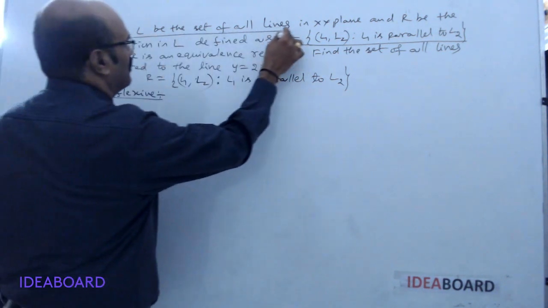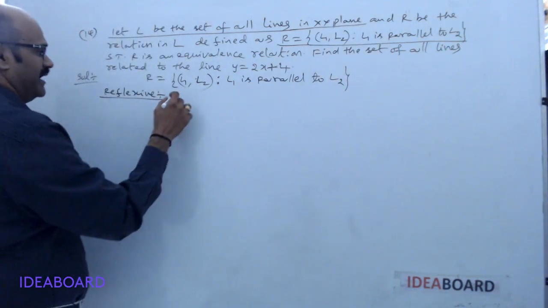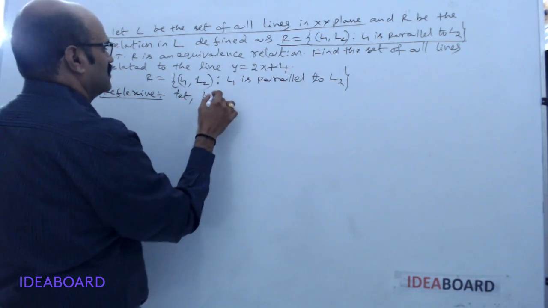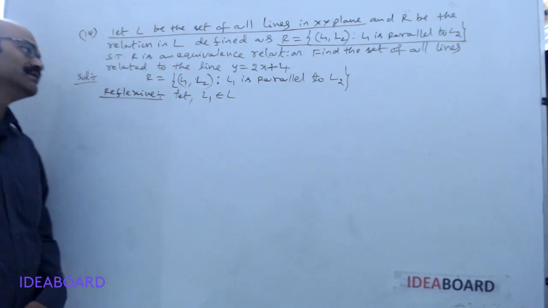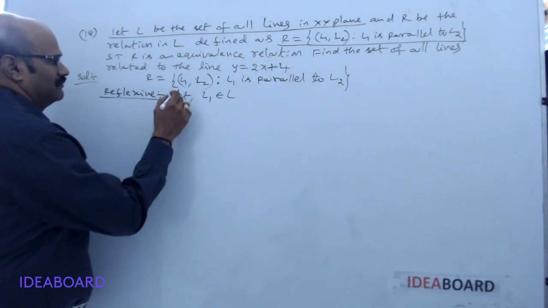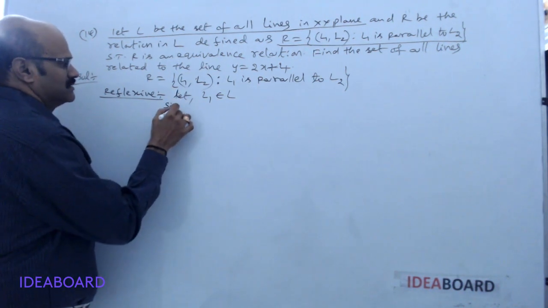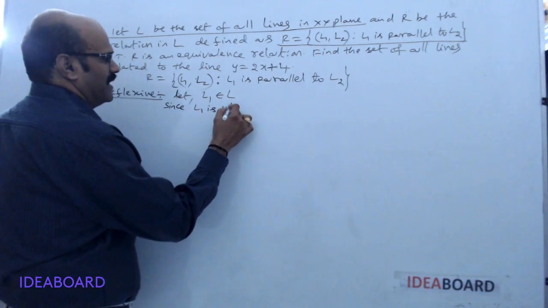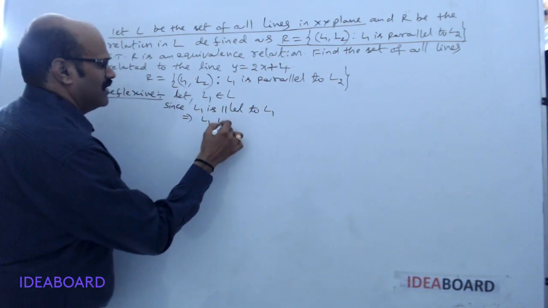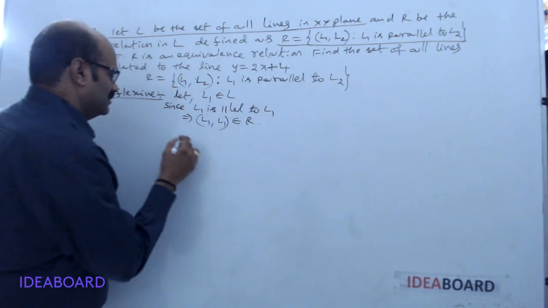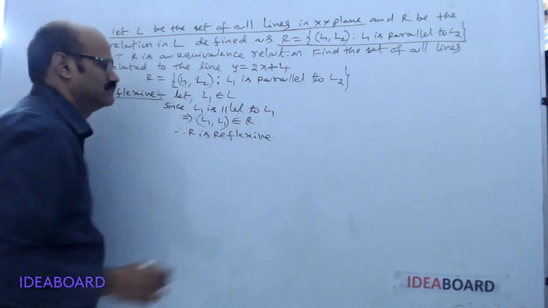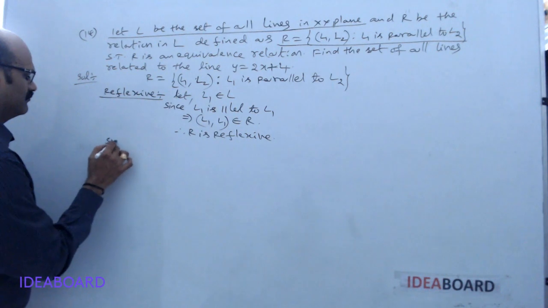Let L be the set of all lines in xy plane. So take let L1 belongs to L. We know that every line is parallel to itself. Since L1 is parallel to L1, we say that L1 comma L1 belongs to R. Therefore, R is reflexive. Symmetric.